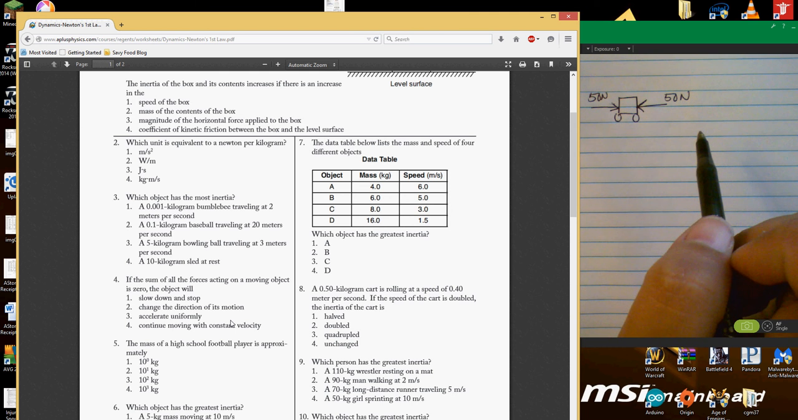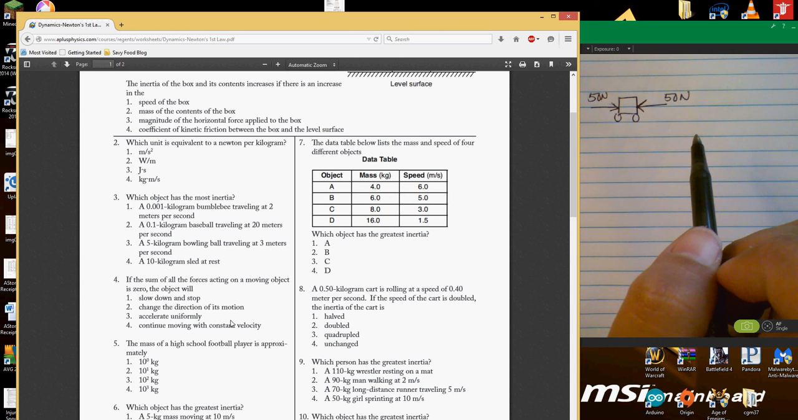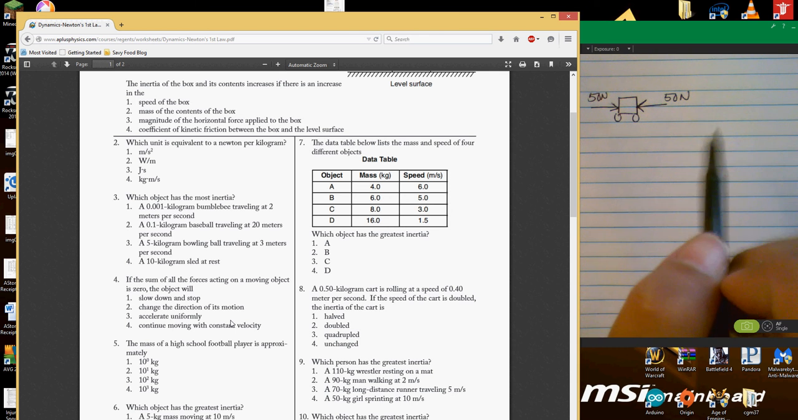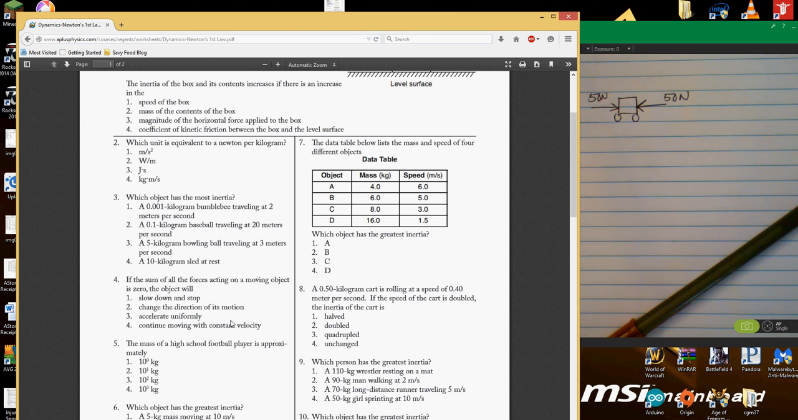So for number 4, you continue moving with a constant velocity. If all the forces on the moving object are 0, the object can still move. Think of it like a car that's on cruise control. You're still having motion, but you're not accelerating in that motion.